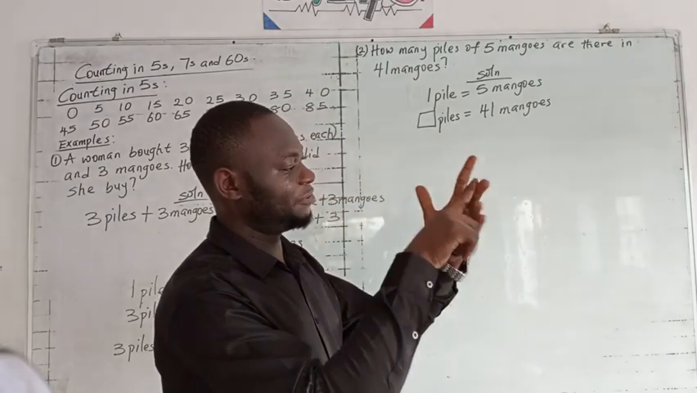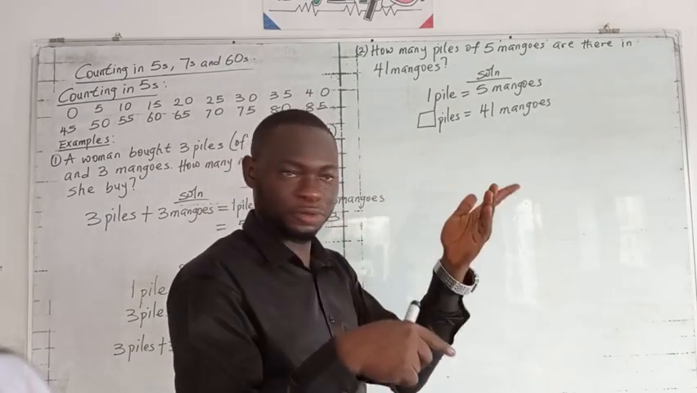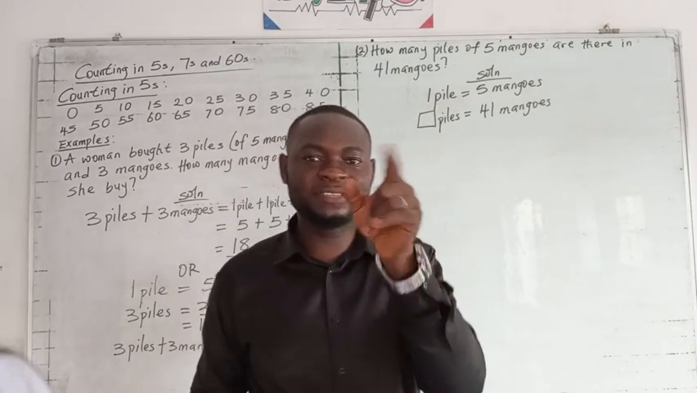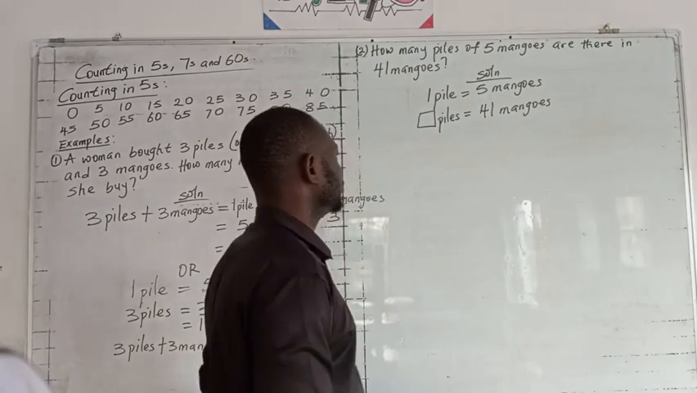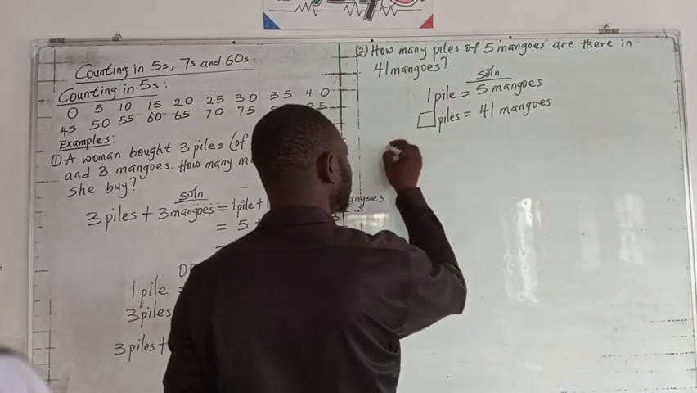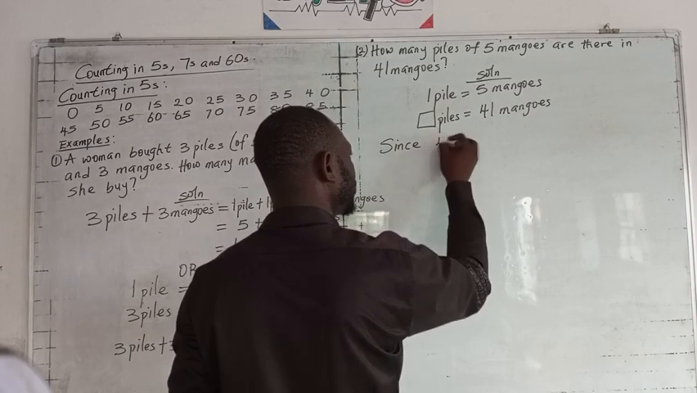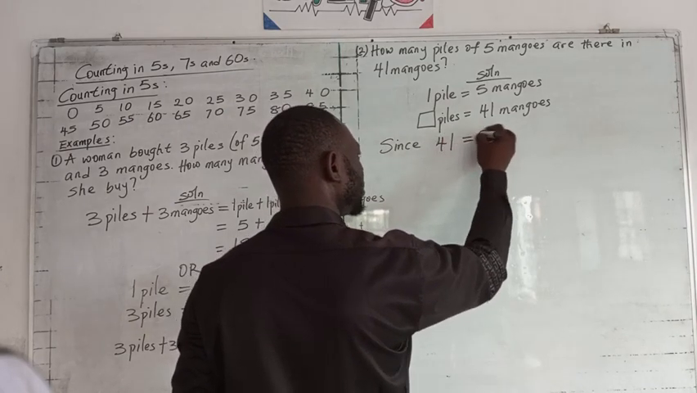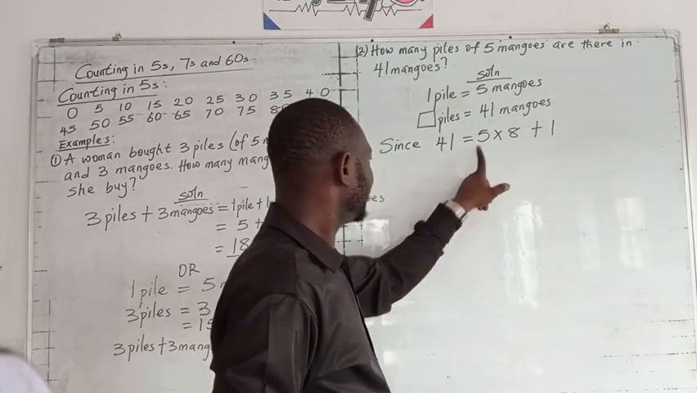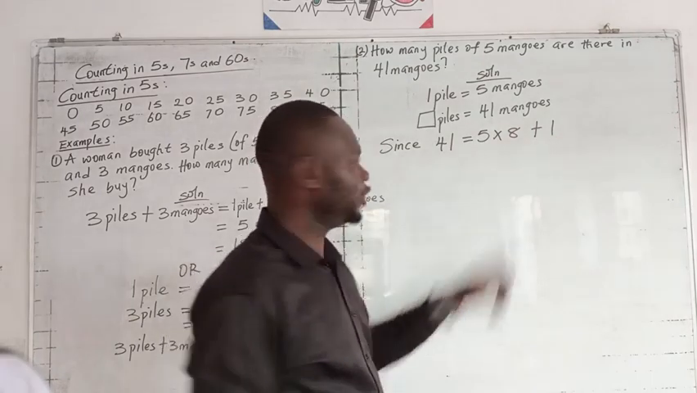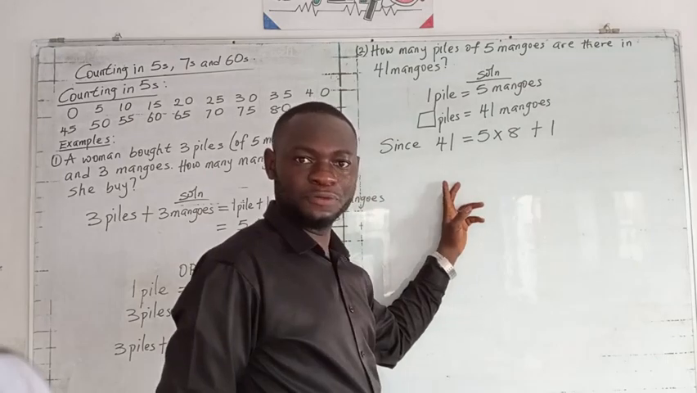Okay, let's go. 5, 10, 15, 20, 25, 30, 35, 40. Next is 45, right? So we are not more than 40. Meaning that there are 8 5s in 41. Then remaining 1, right? Correct. So we tell ourselves, since 41 is 5 times 8 plus 1. We know that 5 times 8 is what? 40. Plus 1 gives us 41.